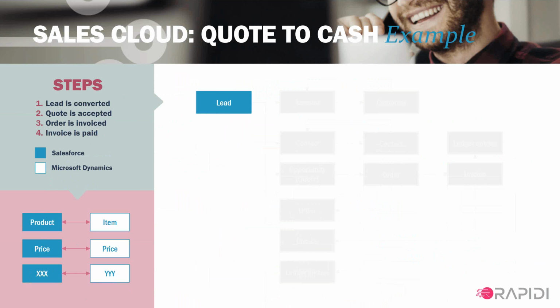I have an example from the Sales Cloud, which is our quote to cash example, and we start as a lead inside of Salesforce. You might have web orders coming in directly to the ERP. The integration is basically the same. The flow would just be slightly different. But for the sake of the presentation, we'll just start as a lead inside of Salesforce.